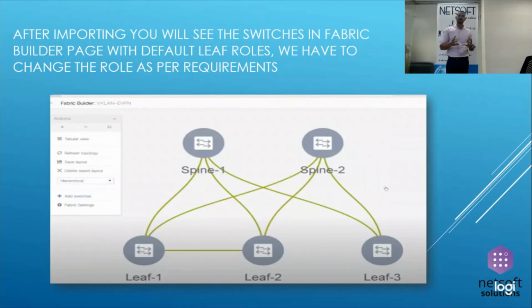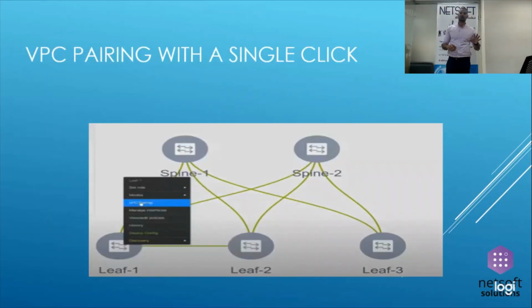Okay, once you import all the switches into your fabric, you will see the topology like this. In this topology, you can change the roles of the switches. You just need to right click and click on the set role option. You can set the role as a leaf or a spine. These different roles can be set by just a single right click and selecting the role. Once you have done all the role selection, your topology is ready.